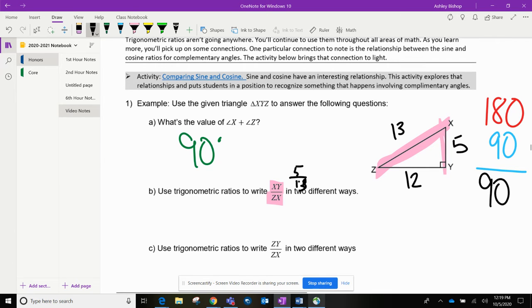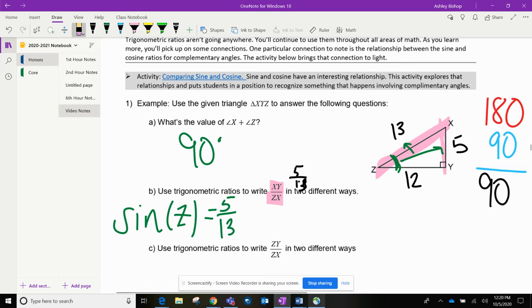I'm just going to start with marking one of the angles and seeing what I can do there. If I start with angle Z, the way I can make 5 over 13, well, I can use sine. Sine of Z is equal to 5 over 13. SOHCAHTOA, S is opposite over hypotenuse. 5 is my opposite, 13 is my hypotenuse. And I want to do two different ways.